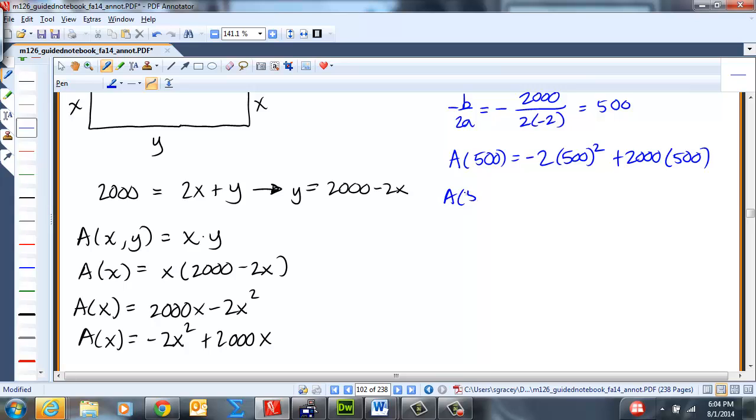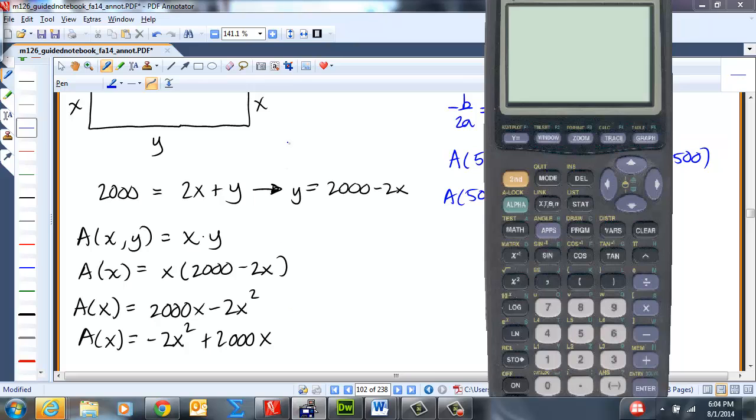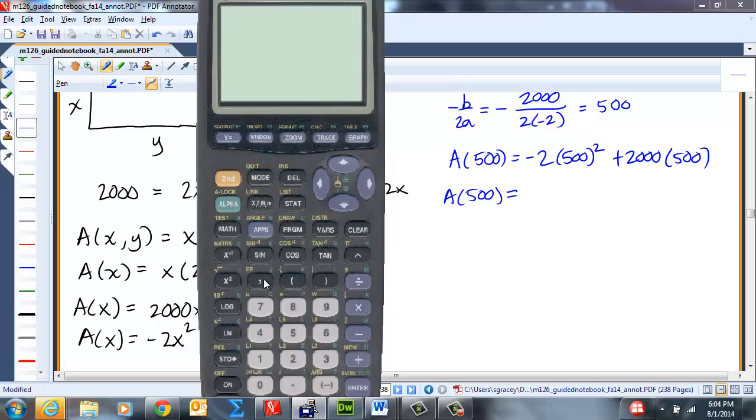So the area at 500 will be, get your calculators. Okay, so negative 2, oops, gotta turn it on there. Negative 2 times 500 squared plus 2000 times 500 equals 500,000.